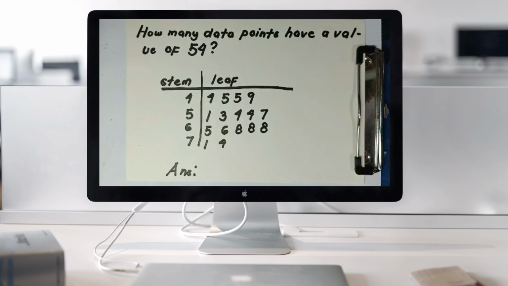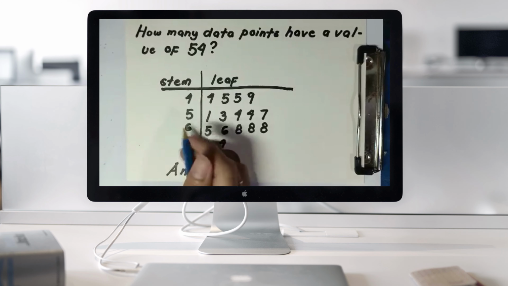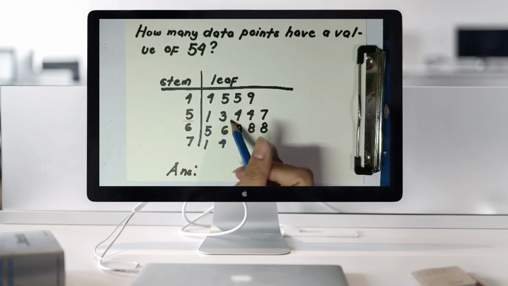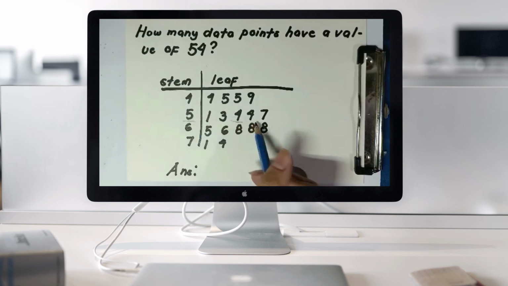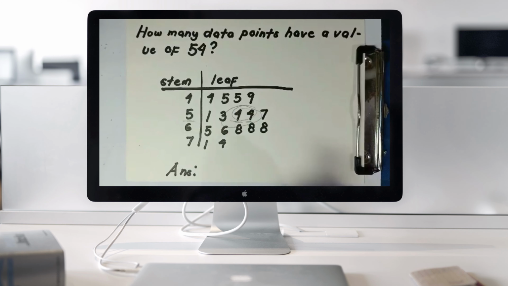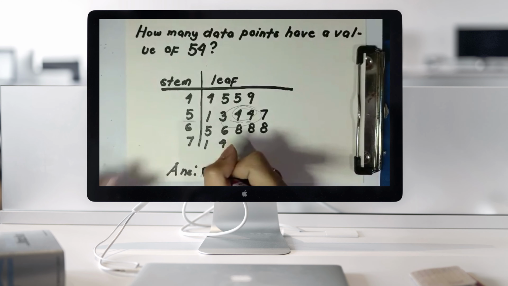Meron tayong another example which is, how many data points have a value of 54? So, ang gagawin natin is hahanapin ang data na mayroong value of 54. So, pupunta tayo dito sa number 5 and makikita natin na dalawa dito ang may value of 54, which is itong dalawa na ito. So, ang answer natin is number 2.